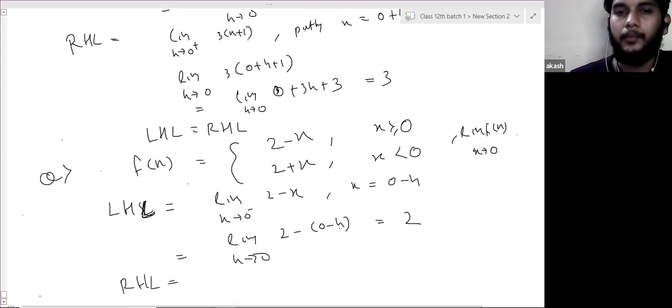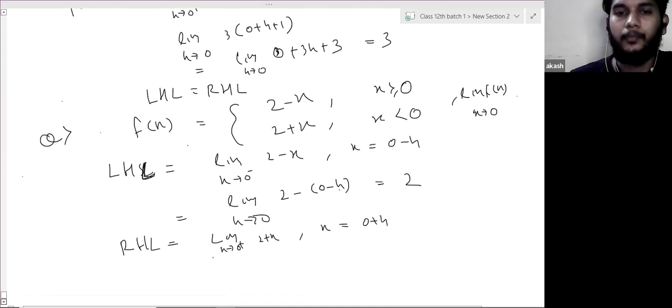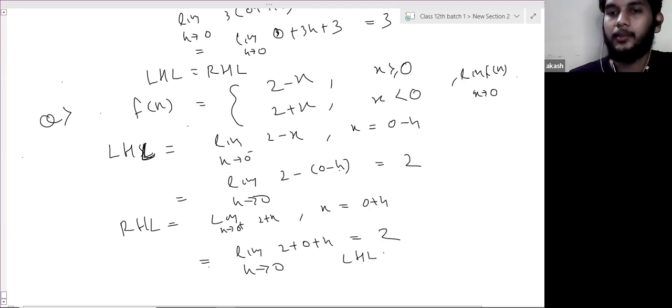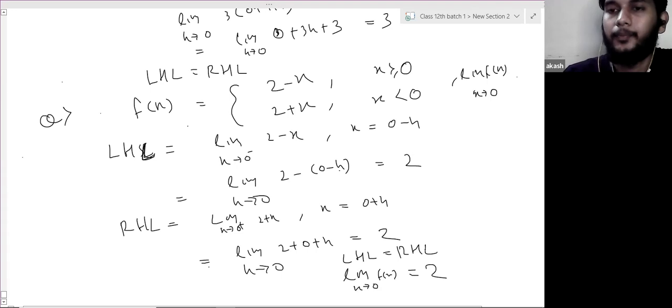RHL: limit x tending to 0 plus of 2 plus x, putting x equals 0 plus h. So this is limit h tending to 0 of 2 plus h. So this is again 2. So yes, LHL equals RHL. So the limit exists and the limit x tending to 0 of f of x is 2.